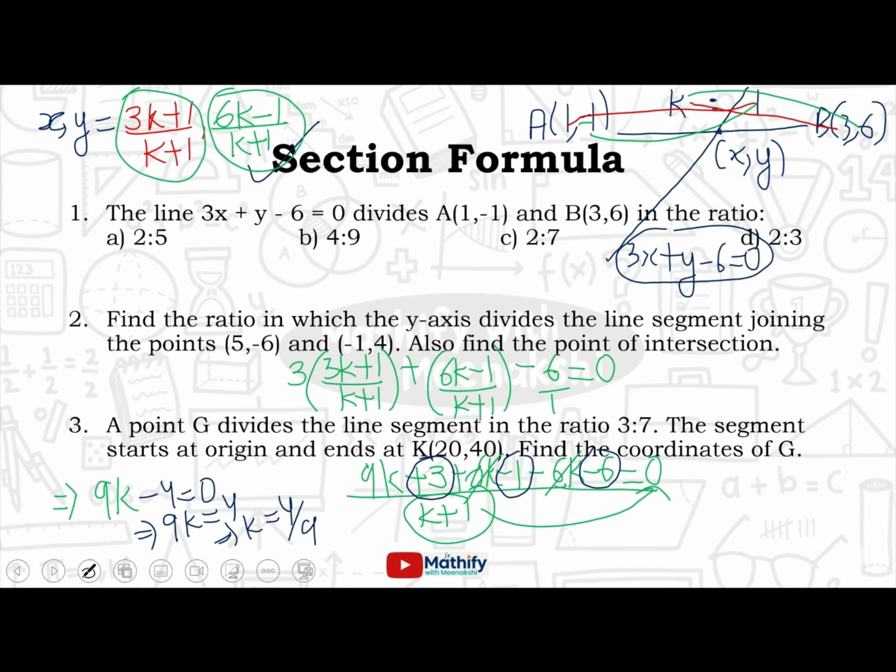So now what is your ratio? Ratio is always k is to 1. That means 4 by 9 is to 1. Or you can write 4 is to 9. So your answer is 4 is to 9, B option. Now we'll move to second question.